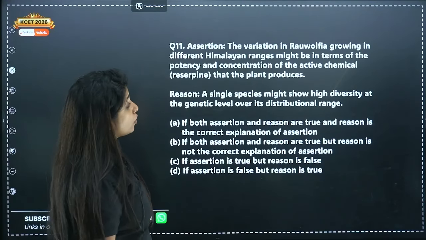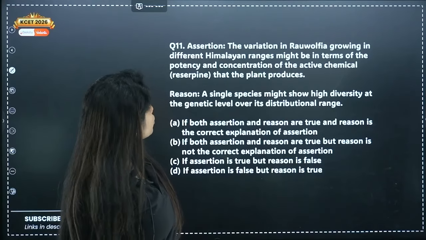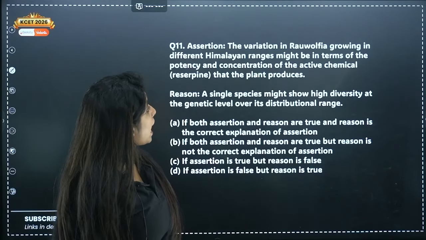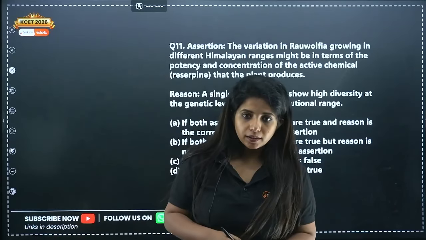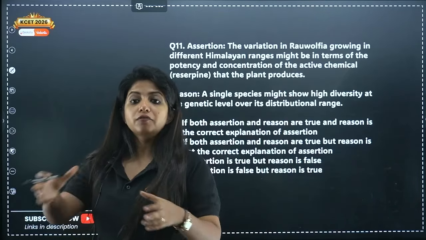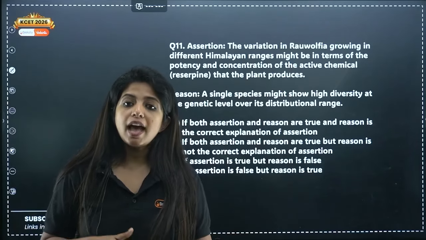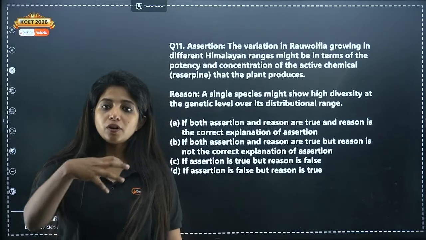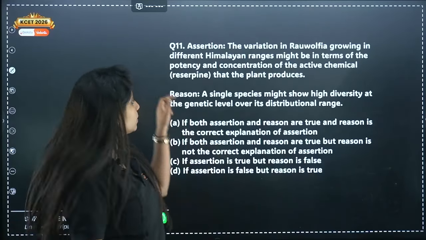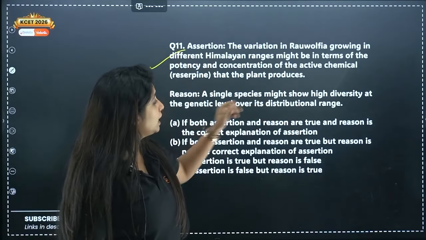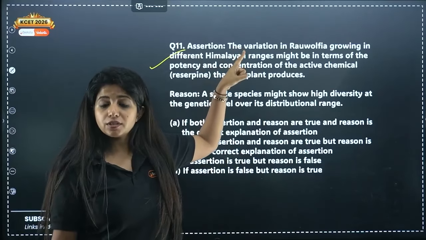Assertion, the variation in Rauwolfia growing in different Himalayan regions might be in terms of potency and concentration of the active chemical that the plant produces. So there are different varieties of this plant species in the Himalayan region, and the variation might be because of the concentration of active chemical that is being produced. Say yes, it's correct. Reason: a single species might show high diversity at the genetic level over its distributional range. That is the example for this.